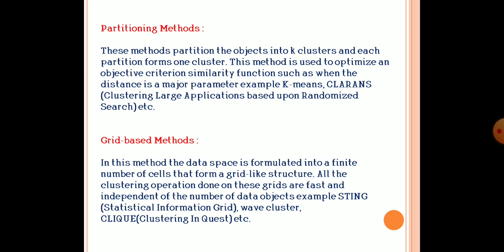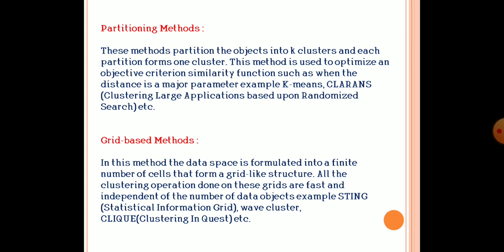Next one, partitioning methods. This method partitions the objects into k clusters and each partition forms one cluster. This method is used to optimize an objective criterion similarity function, such as when the distance is a major parameter. Example: k-means, CLARANS. CLARANS means clustering large applications based upon randomized search.